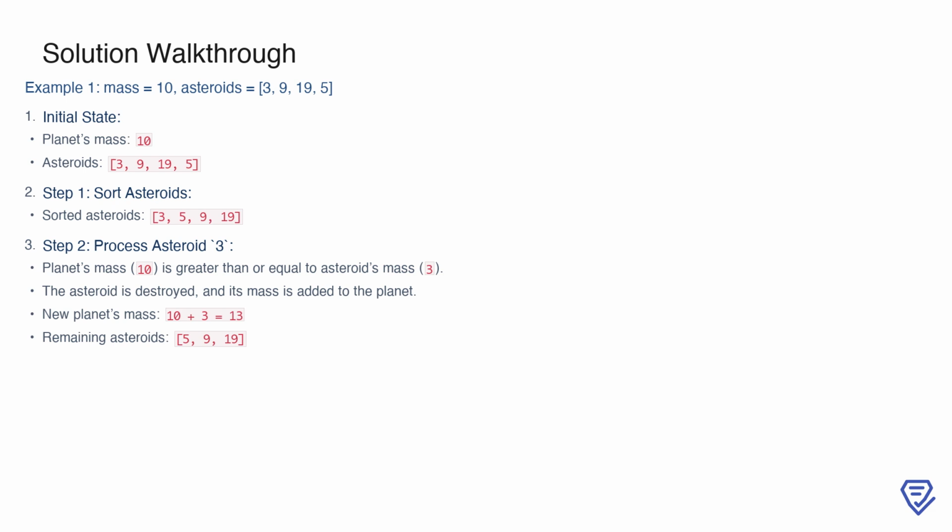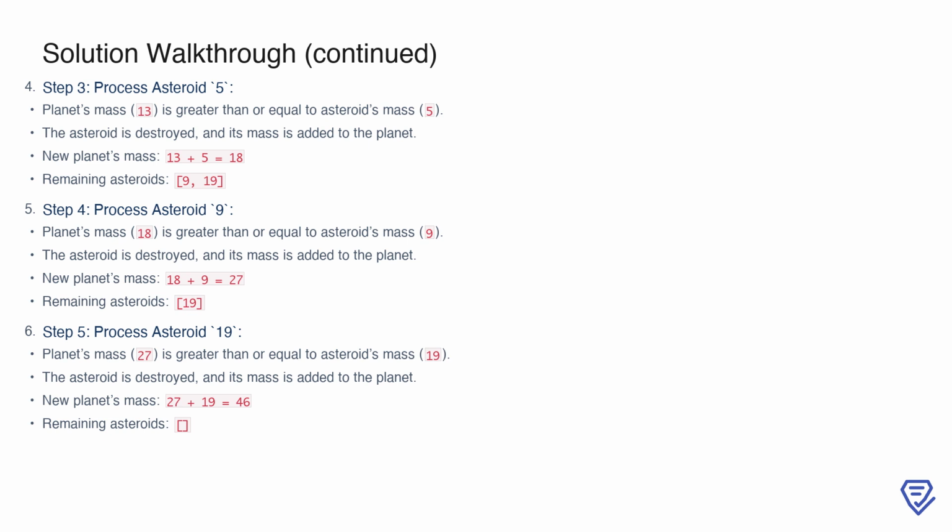Now, we process the first asteroid, which has a mass of 3. Since the planet's mass, 10, is greater than or equal to 3, the asteroid can be destroyed. The mass of the asteroid is added to the planet, resulting in a new planet mass of 13. The remaining asteroids are 5, 9, 19.